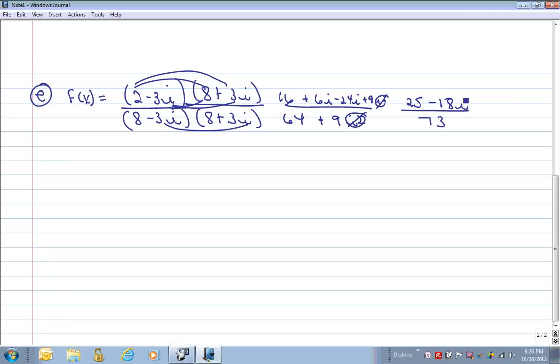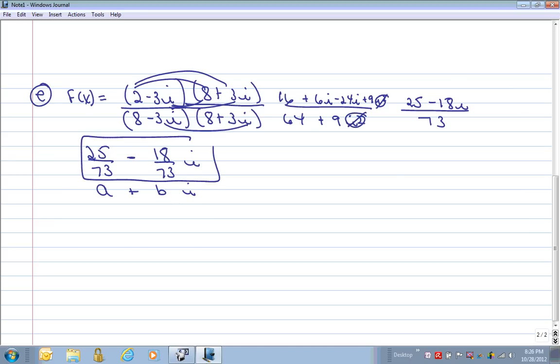Then we need to simplify. So to simplify or put it in the right form, we would put 25 over 73. And then since it's a minus 18i, we'll put a minus, and we'll put 18 over 73 and the i on the outside. This puts us in a plus bi form. It's just that the b is negative this time. So there is your answer. And neither one of those can simplify to my knowledge.